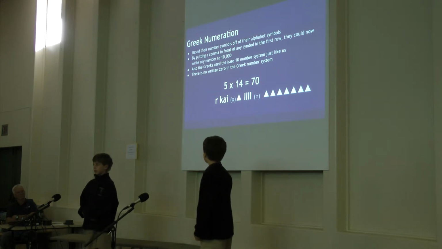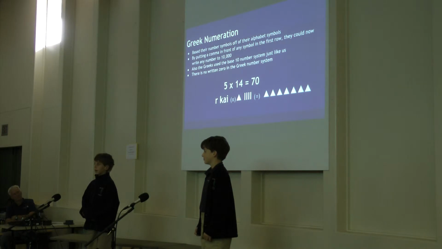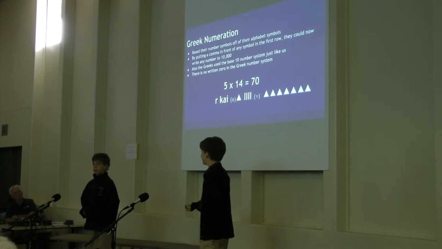5 times 14 equals 70. In Greek, rho is 5 and chi is 14, because there's no multiplication symbol. 14 is a triangle and 4 iotas, because a triangle equals 10 and 1 iota equals 1. Equals, well, there's no equal symbol in Greek numeration. It is 7 triangles, which is 70.